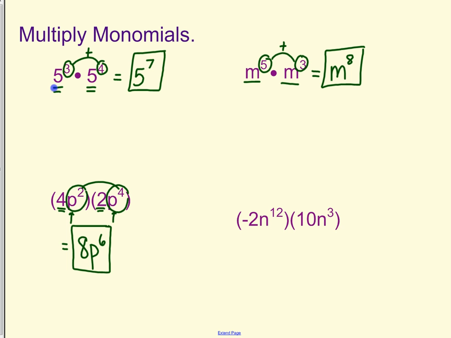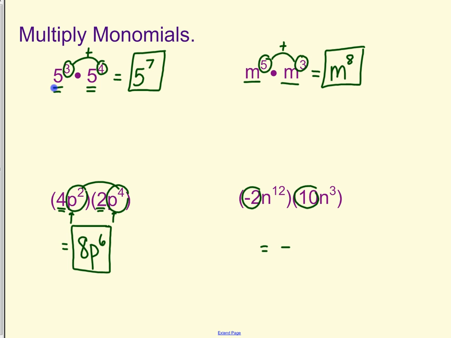Not bad. Alright, so here's another one very similar to what we just did. I notice we have coefficients out front, so we can go ahead and multiply negative 2 times 10 and we get a negative 20. So it's just your regular old multiplication. And then we say, oh, and we also have to multiply the same base. So n to the 12th times n cubed, keep your base of n, and then the property lets us take those exponents and add them. So 12 plus 3 is 15. So we have a negative 20 n to the 15th power.